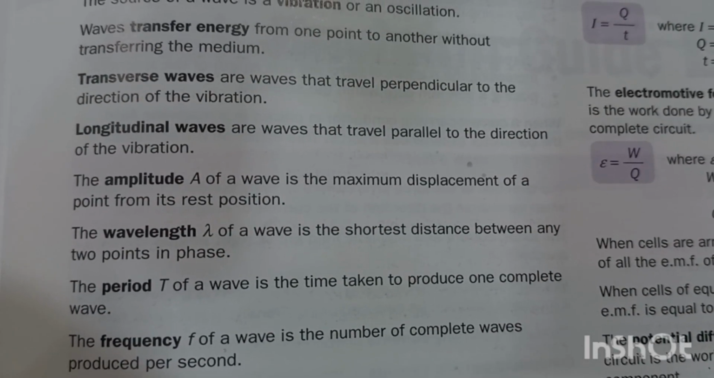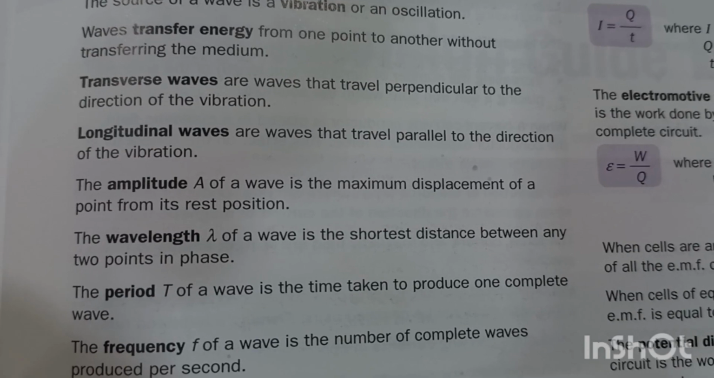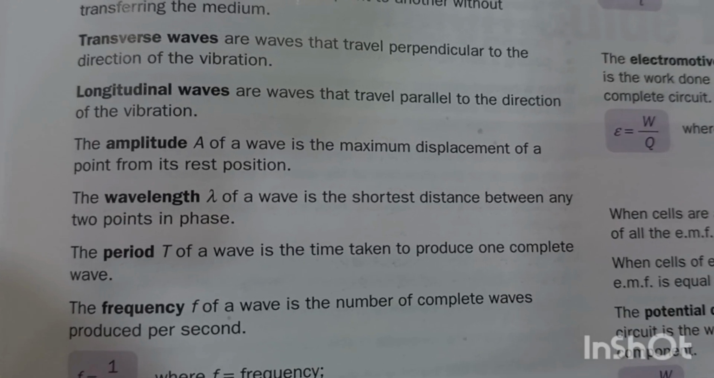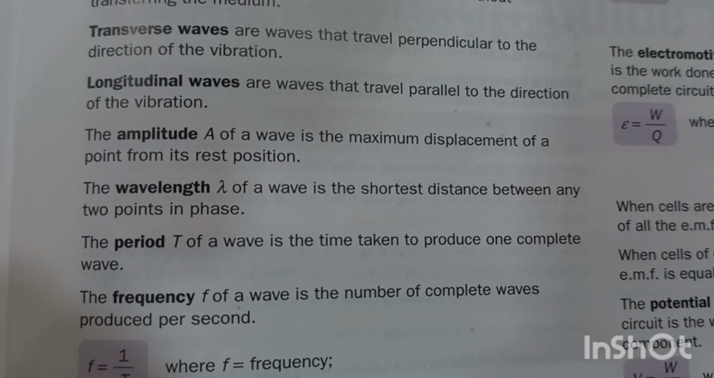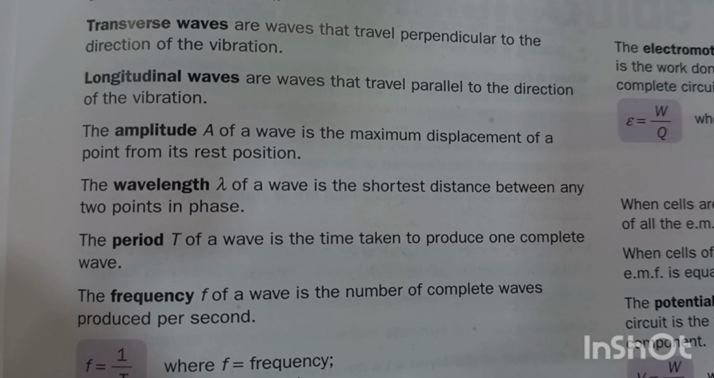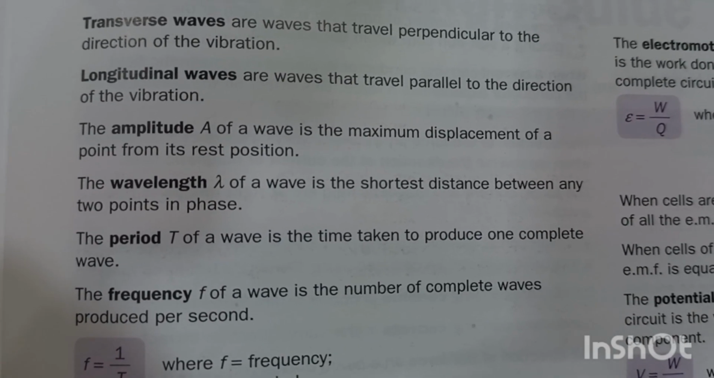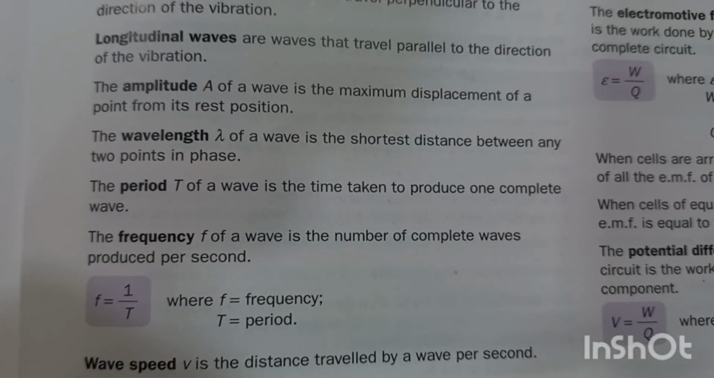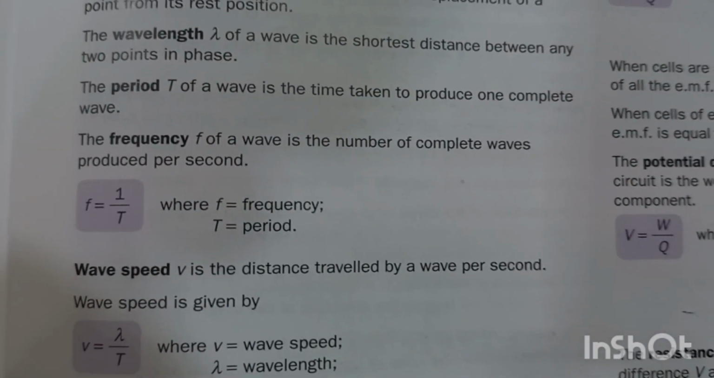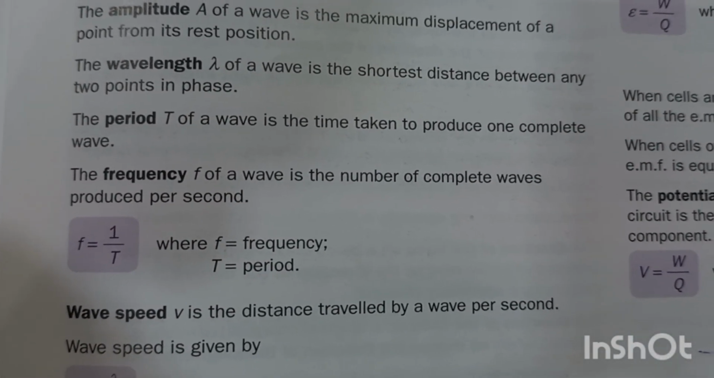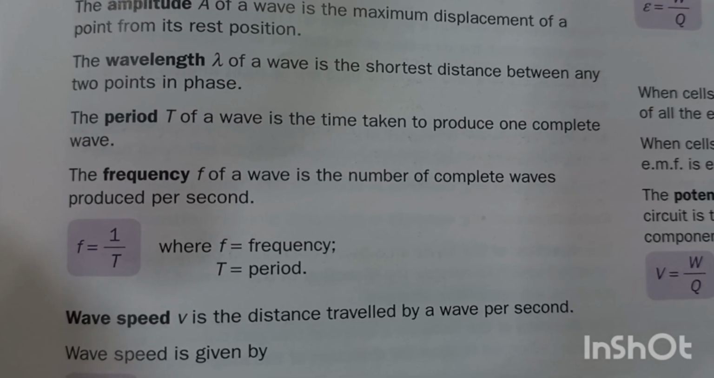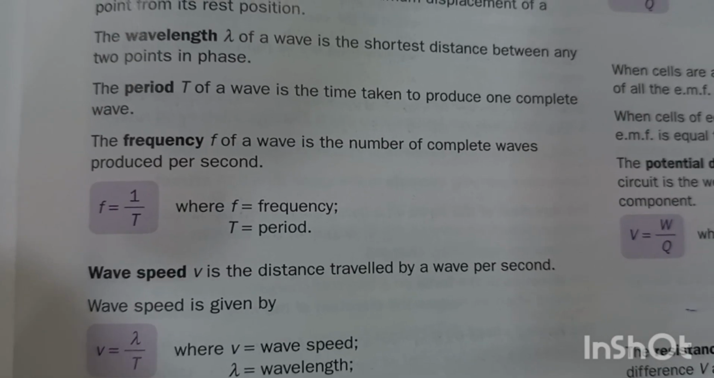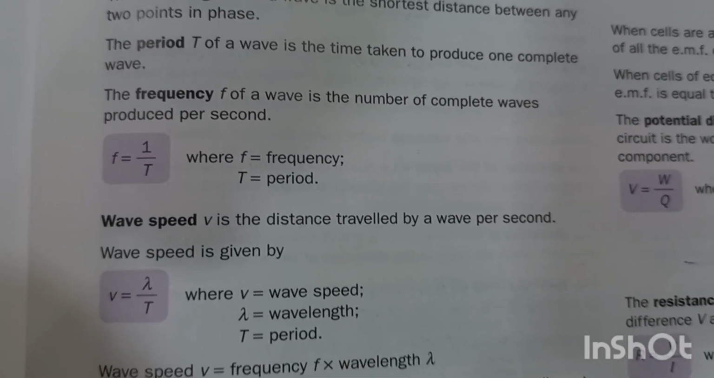The amplitude a of a wave is the maximum displacement of a point from its rest position. Wavelength, symbol lambda, of a wave is the shortest distance between any 2 points in phase. The period capital T of a wave is the time taken to produce one complete wave. The frequency f of a wave is the number of complete waves produced per second. f is equal to 1 by t, where f is the frequency and t is the period.